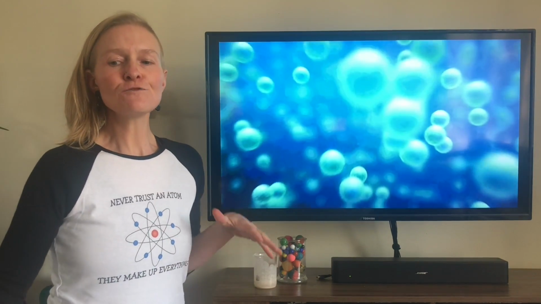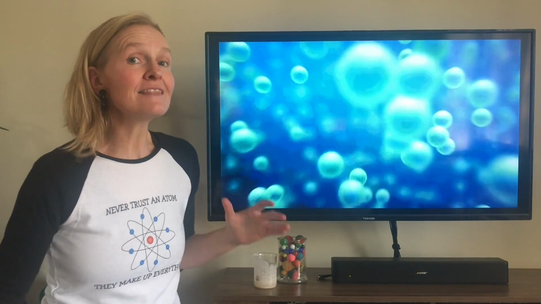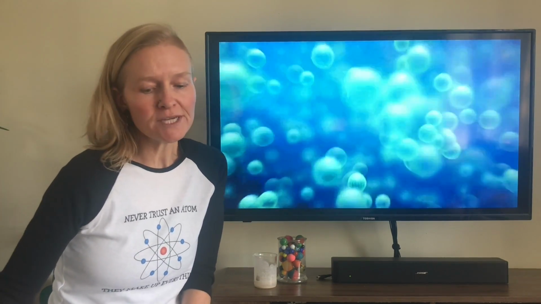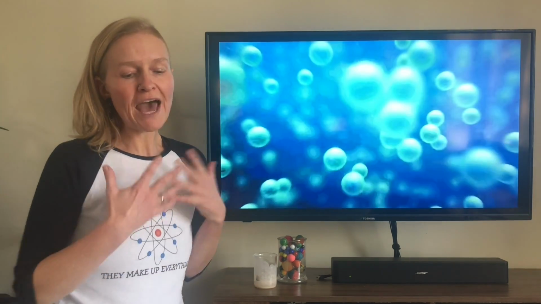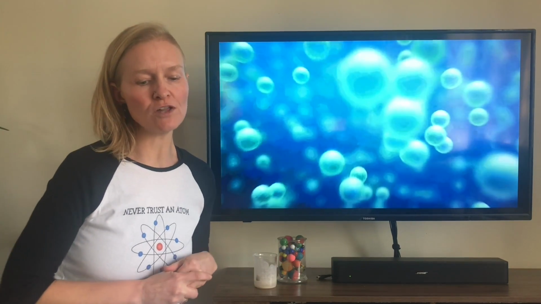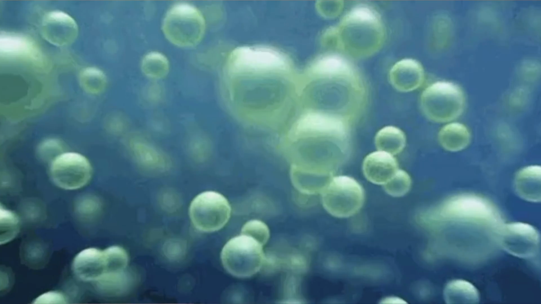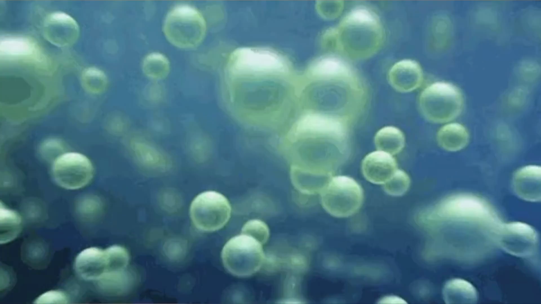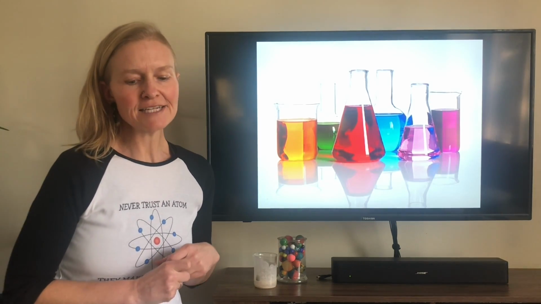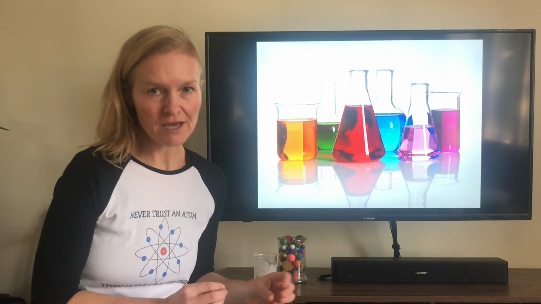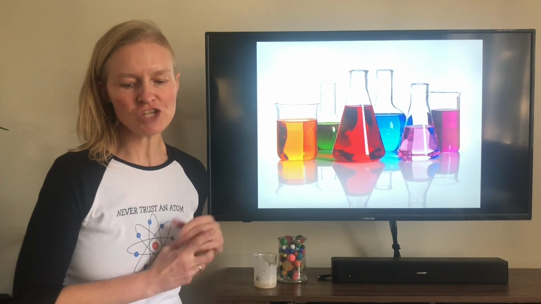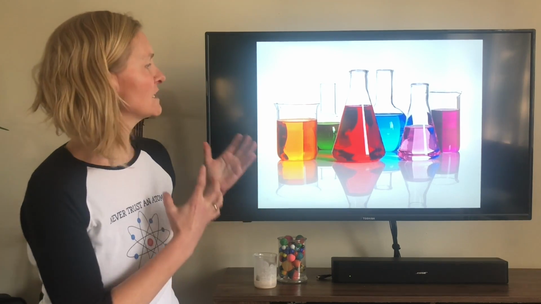Now the next form of matter, the next state that we're going to look at is liquid. And in liquids, the molecules are moving faster and moving more than they would be in solids because they have more energy than they do in solid form. So one of the physical properties of liquids is that they do not have a definite shape. Liquids can take on different shapes depending on the shape of the container that they're in.